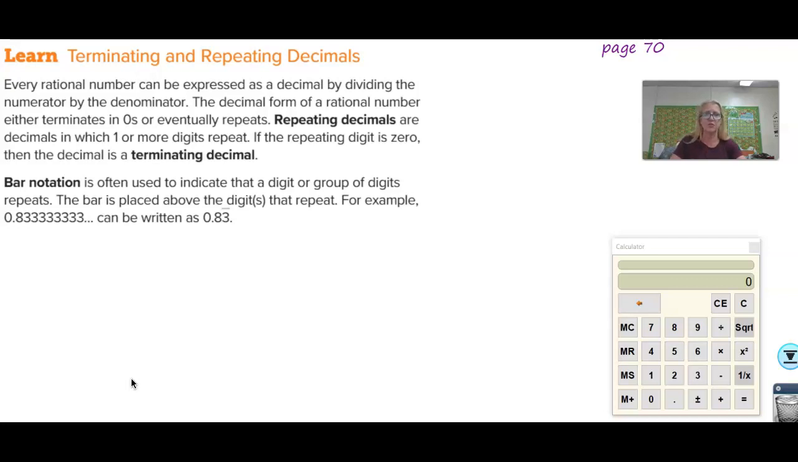Repeating decimals, you know those ones. You put them in the calculator and you get 3, 3, 3, 3, 3, 3, 3 all the way across. Those are your repeaters. Sometimes more than one number can repeat. You might have 2, 5, 2, 5, 2, 5, 2, 5. Okay, that's still a repeating decimal. Bar notation is often used to indicate that a digit or group of digits repeats. The bar is placed above the digit or digits that repeat. For example, 0.83333 can be written as 0.8 with a bar written over just the 3. Not the 8. The 8's not repeating. You only put the bar over the number that repeats, the number or numbers.